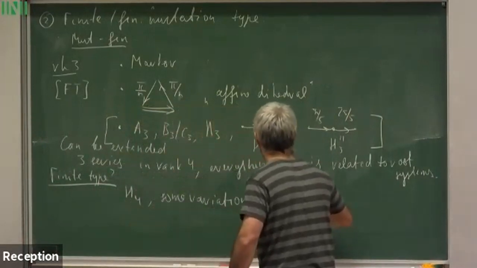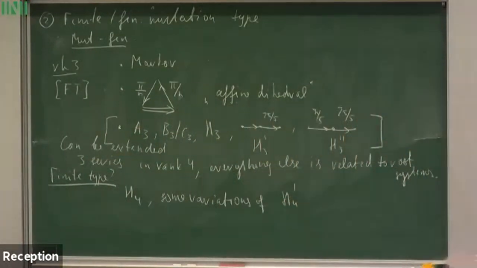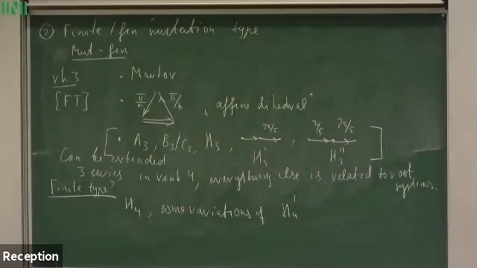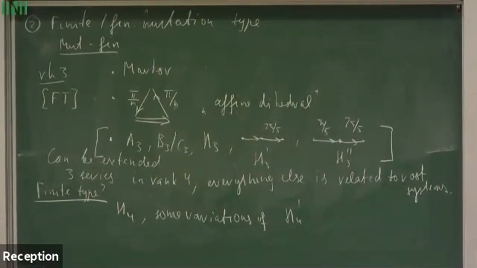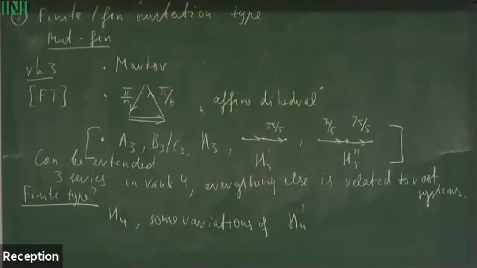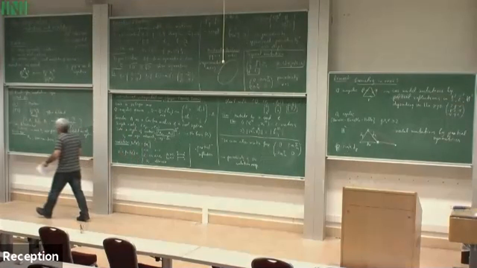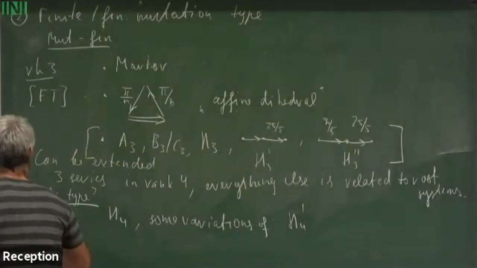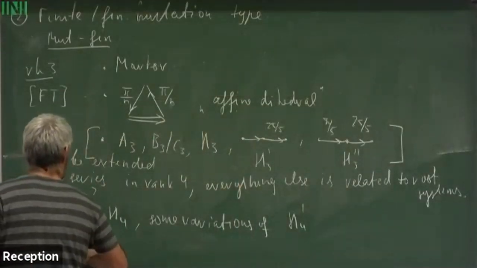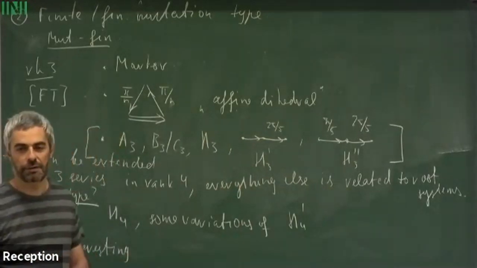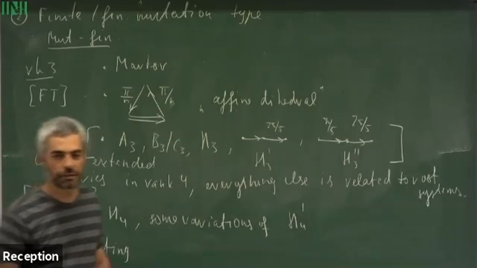Of H4 prime, where H4 prime means that, like here, you start with different combinations of roots of H4, but mutating them in the root system. Most interesting, of course. First. Our old friend.